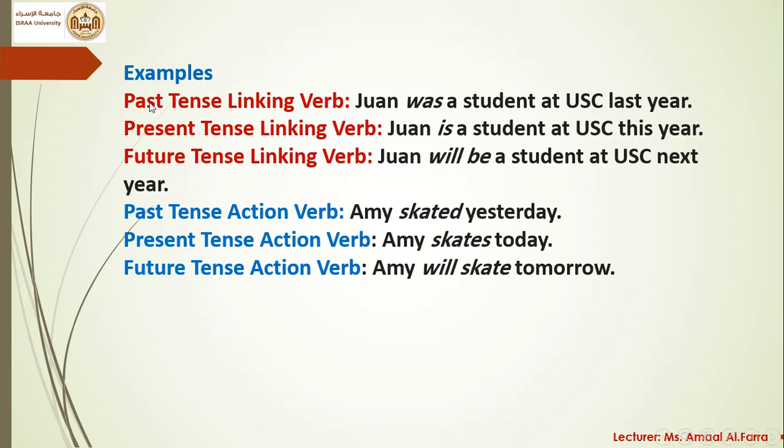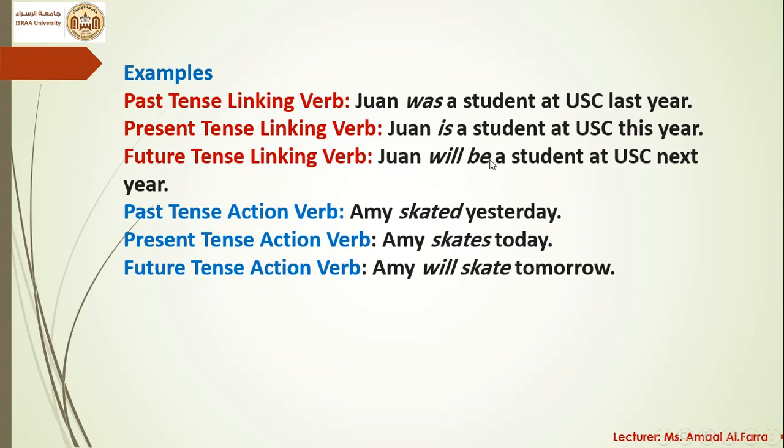Examples. We have past, present, future. Okay, and here also past, present, future, but here for the linking verbs and here for the action verbs. When I say Joanne was a student at USC last year, this is past simple, the past of is. When I say Joanne is a student at USC this year, this is a present tense, a linking verb in a present. When I say Joanne will be a student at USC next year, this is future linking verb.